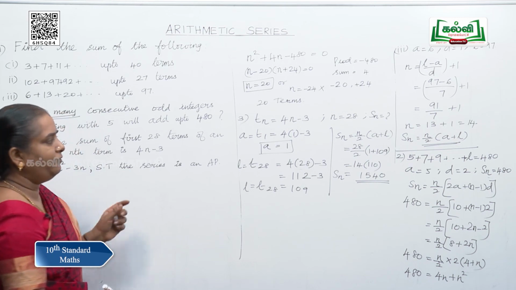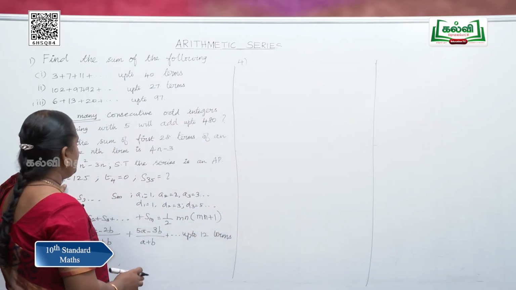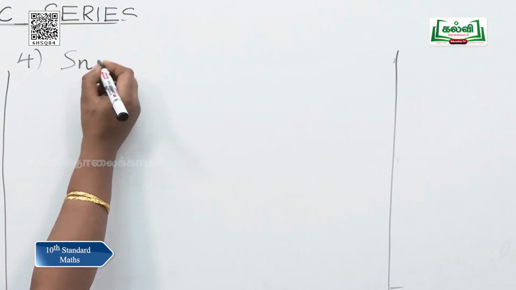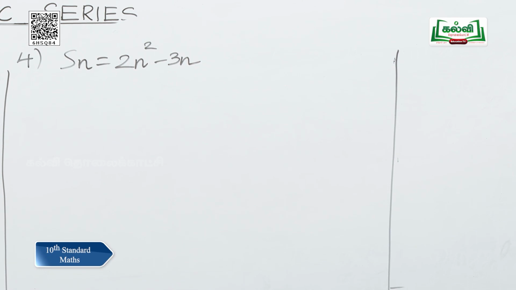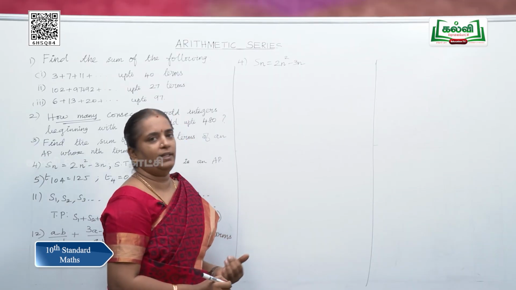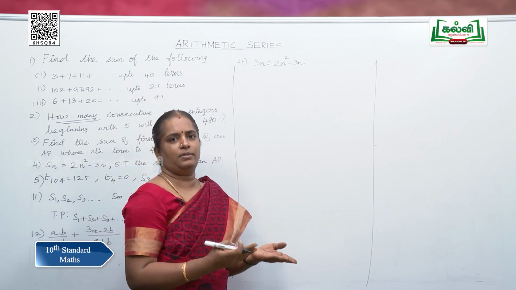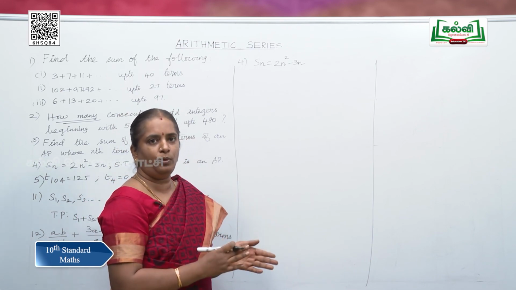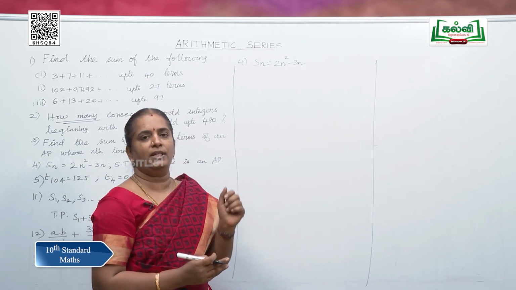Now let us move on to the fourth sum. See the fourth sum. Sn is given as 2n square minus 3n, and show that the series is an AP. How do we show that it is an AP? We need the terms. What terms? Any 3 terms. We need at least 3 terms to prove that it is an AP. So how do we get terms from the sum?